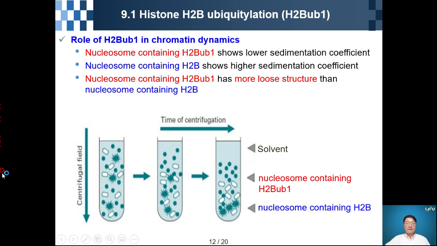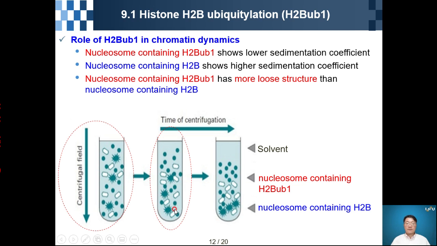After that, people perform the centrifugation. This is the initial step of centrifugation, where molecules with a higher density and molecules with a lower density are mixed together. Then, in the intermediate stages, you will find that molecules with a higher density start to precipitate.